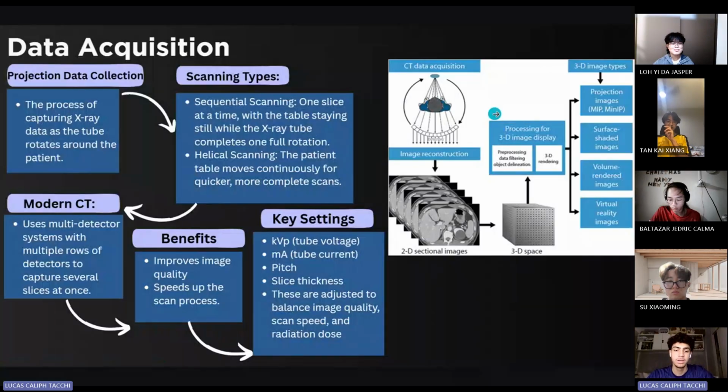Thank you, Ming. Moving on to data acquisition, this is the stage where the CT scanner collects X-ray data as the tube rotates around the patient. Different tissues absorb X-rays differently, and detectors measure this attenuation from many angles. This information forms projection data, which is later used to reconstruct CT images.